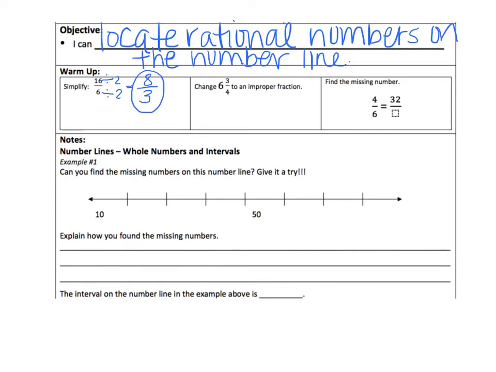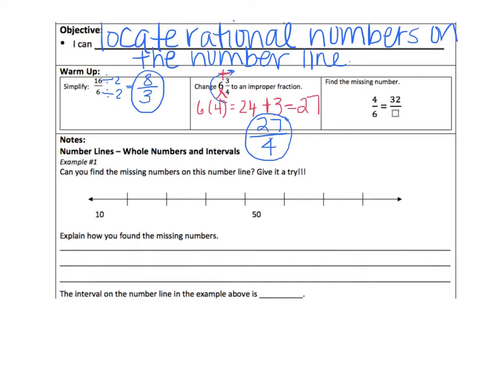Next, we need to change 6 3/4 to an improper fraction. We know to do that, we're going to use this method. We're going to multiply our denominator times the whole number, and then we're going to add the numerator. So 6 times 4 gives us 24. And we're going to add the numerator, which is 3, which gives us 27. So 27 is our new numerator, and our denominator stays the same. So 27 over 4 is our answer.